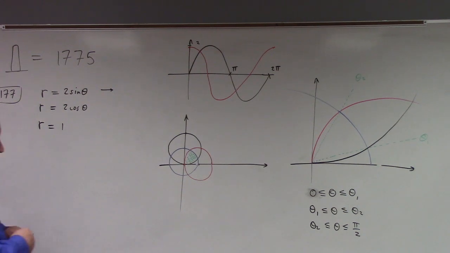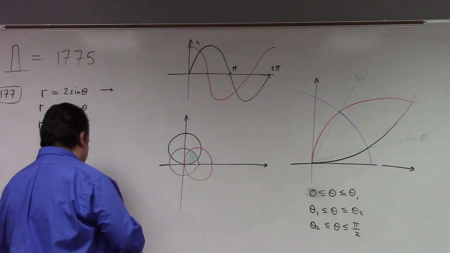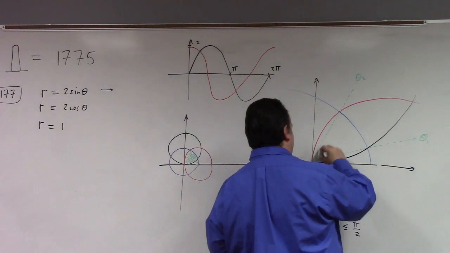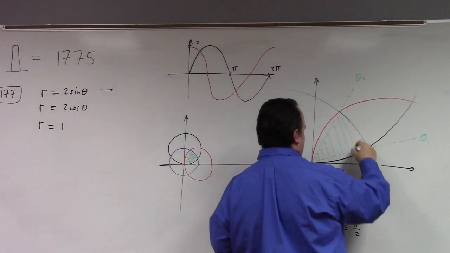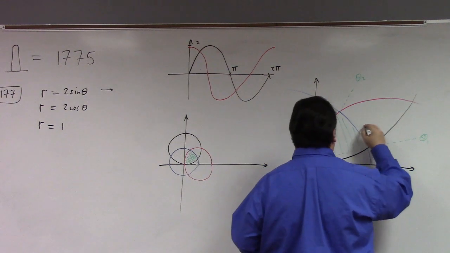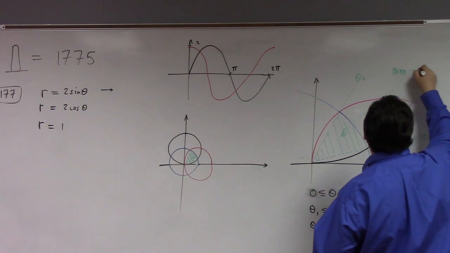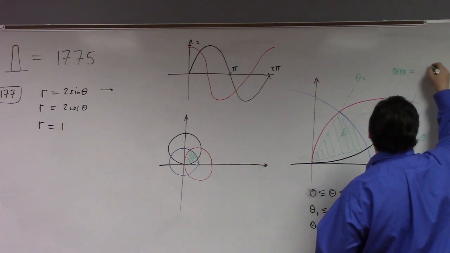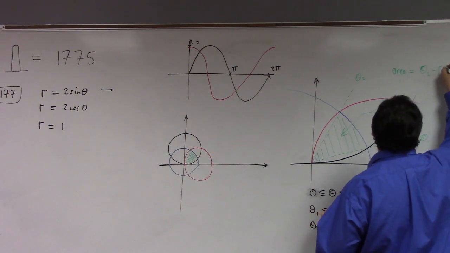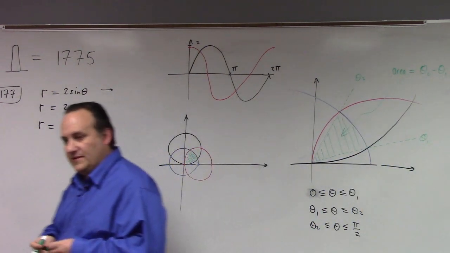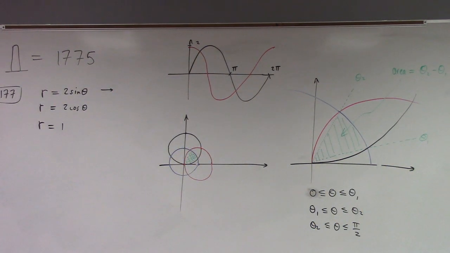I'll do one of them for you. So like this area right here, this one I can calculate without much work. This area is what? It's just theta 2 minus theta 1, right? Why? Because you're inside the unit circle. So r times the change in theta is the angle of the sector.